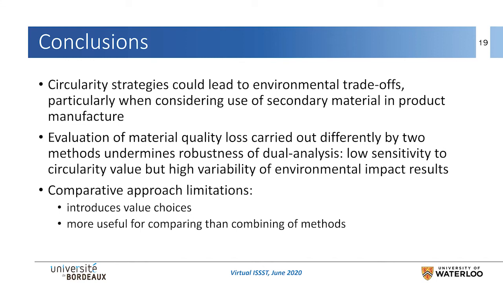We also show that evaluation of material quality loss, since it is carried out differently by two methods, might undermine robustness of dual analysis. So we're shown on this last slide that, depending on recycling route, the material circularity indicator is not so responsive, while environmental impacts can vary much more considerably.